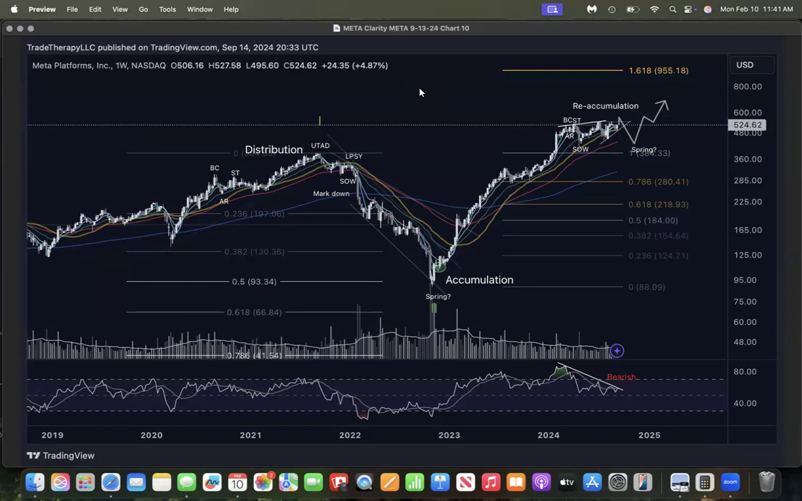Spotlighted Meta this weekend for the first time since September. We are looking at the last look that we had back in September of 2024. You can see that we were looking at reaccumulation. This is a weekly chart. This has been our Meta chart going back to this distribution process right here. We were in and out of Meta, mostly in here during the late COVID run, and then a little bit in here, but then did not get involved with Meta during its markdown process.